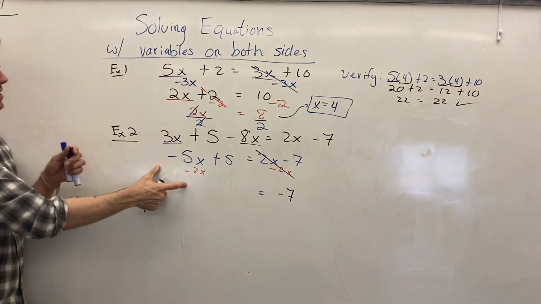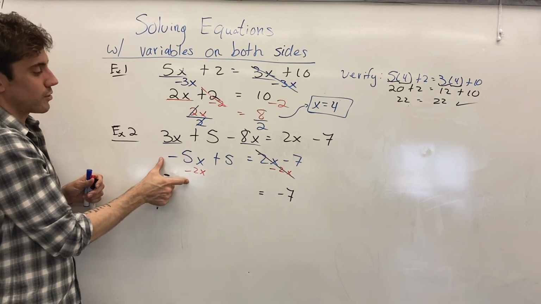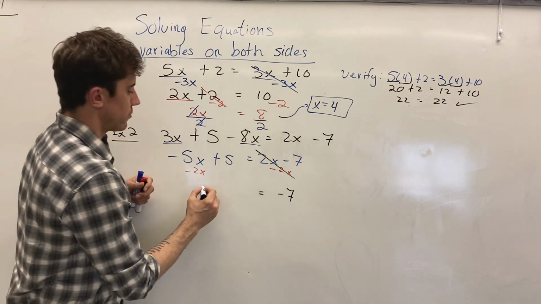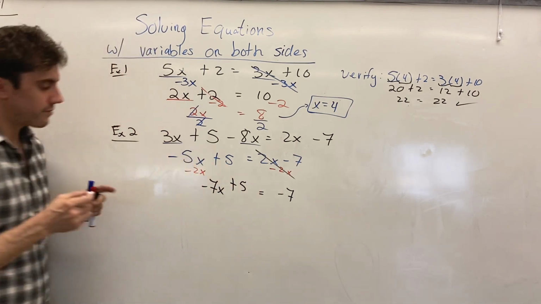Now on the left side, again, we combine our like terms. These are both x terms, so we can combine the coefficients. Negative 5x minus another 2x brings us to negative 7x, and plus 5.